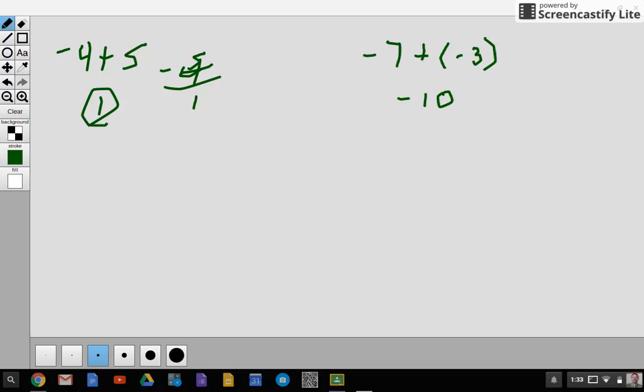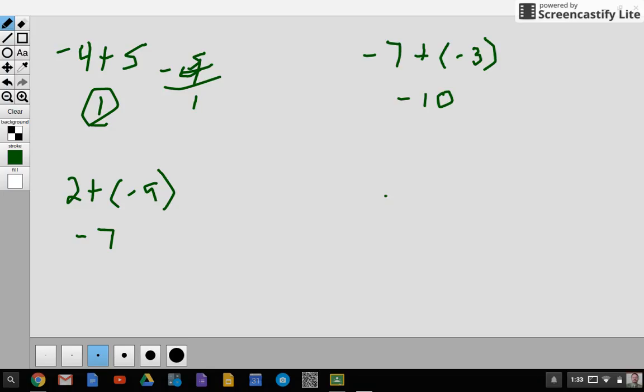Now, working my way down, I've got 2 plus a -9. Different signs, so we subtract. 9 minus 2 is 7. Keep the sign of the larger number. Larger number is -9. So it's -7. Okay.